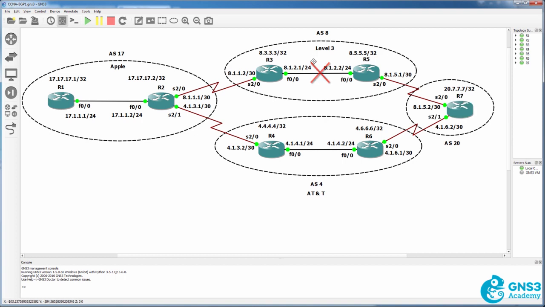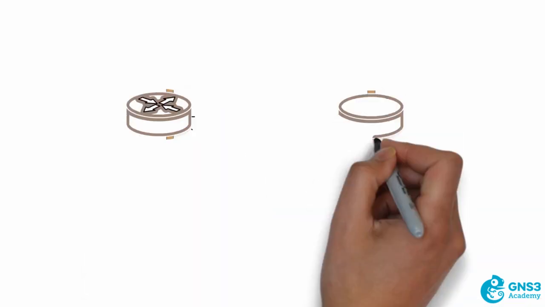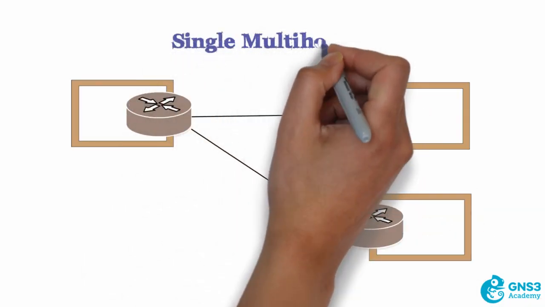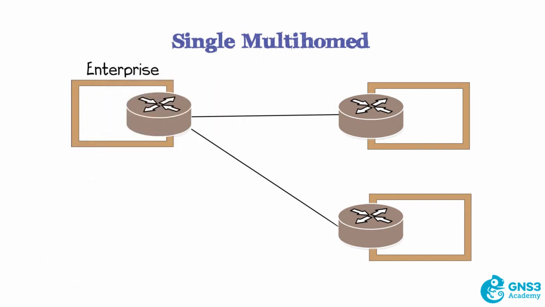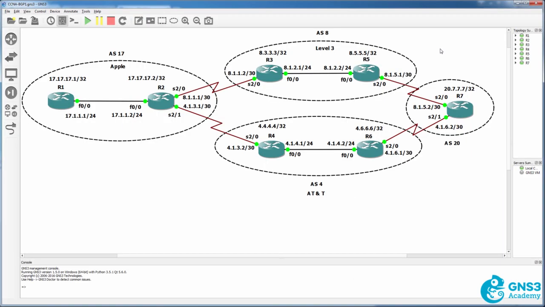So for additional redundancy, you want to connect to 2 ISPs. In other words, you want to implement a multi-homed network. So the enterprise would be connected via one connection to a single ISP, and then by another connection to a second ISP, and that's what we've done in this topology.